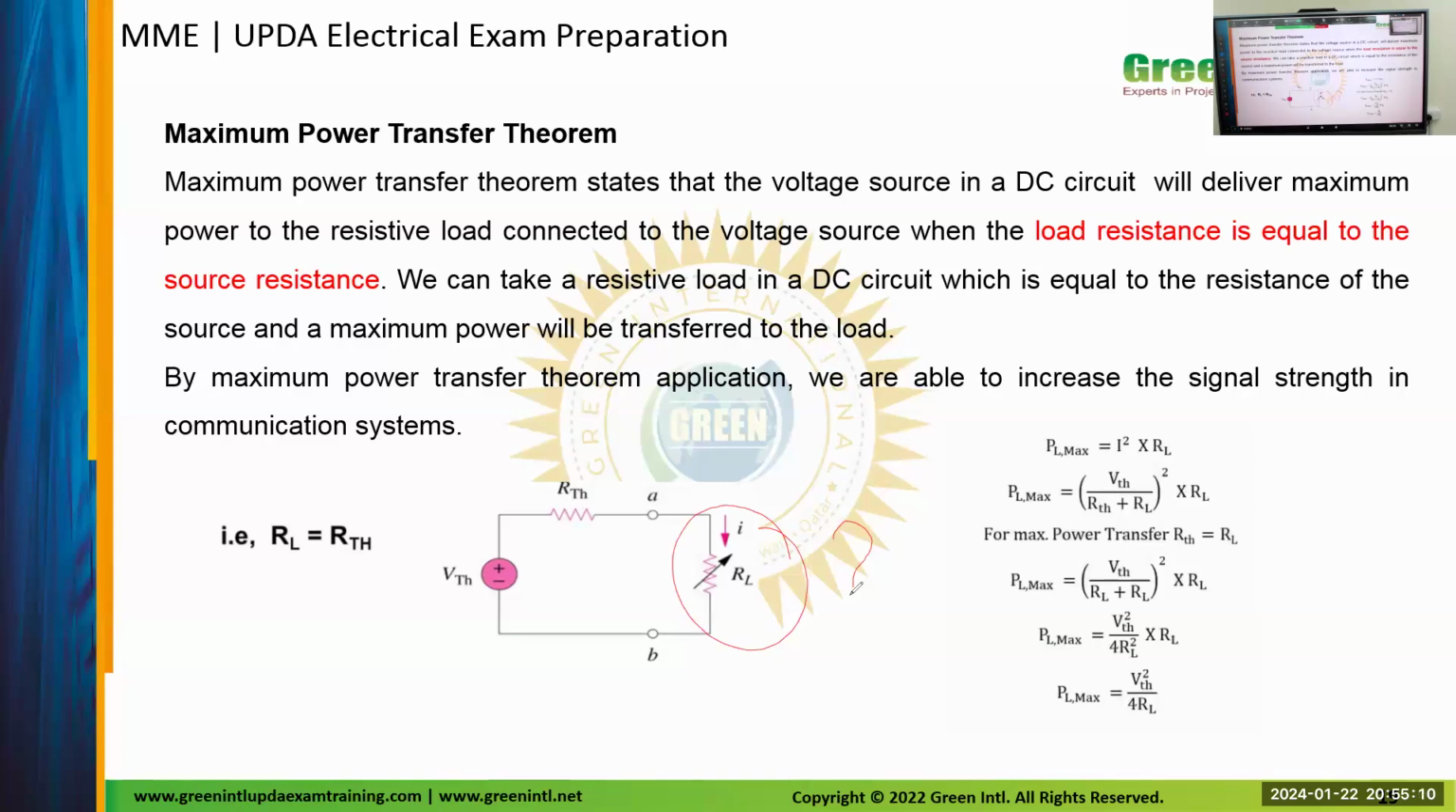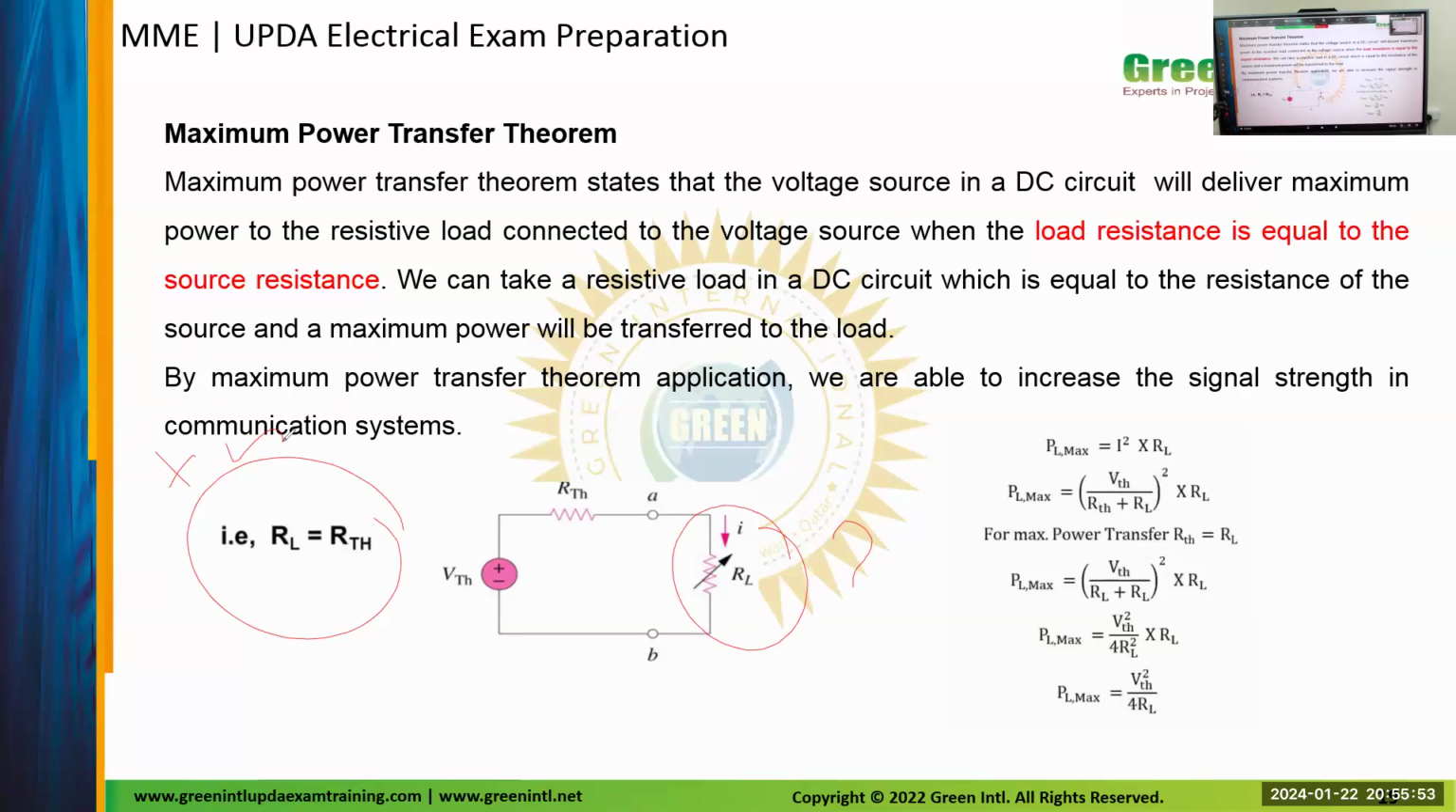So simply understand, this is the condition: the load resistance must be equal to the internal resistance. Then the circuit gives the maximum power. So the condition for the maximum power transfer theorem is that the load resistance must be equal to the Thevenin resistance, or we may say Norton resistance, or we may say the internal resistance. Under this condition, we are getting the maximum power.